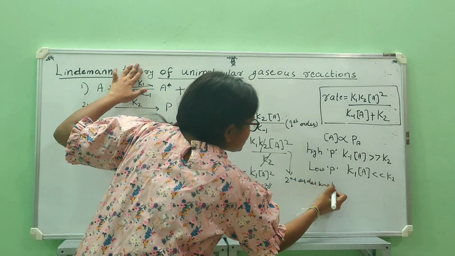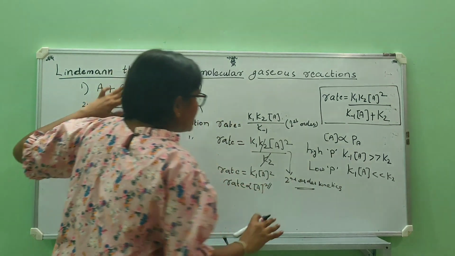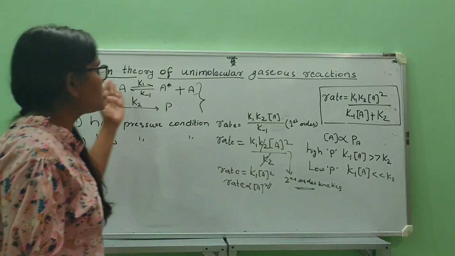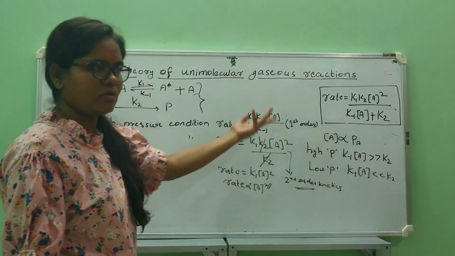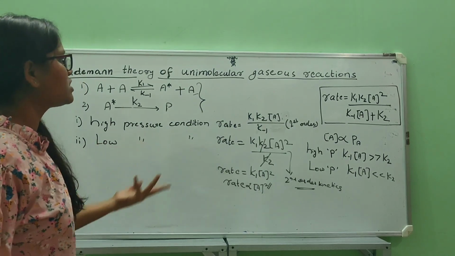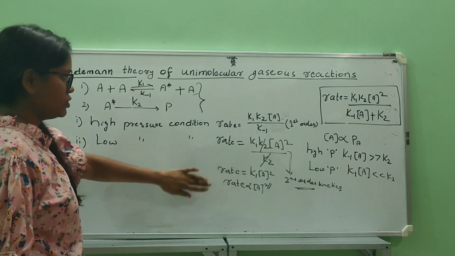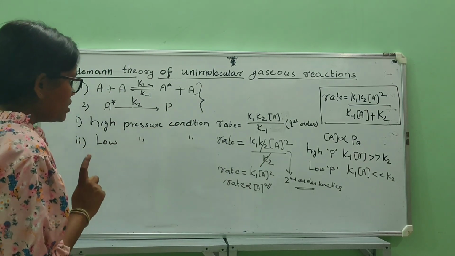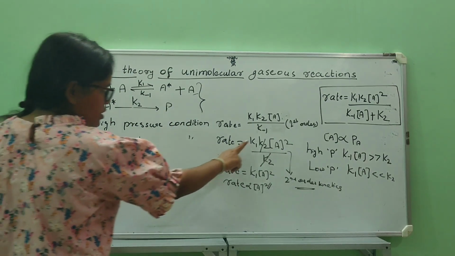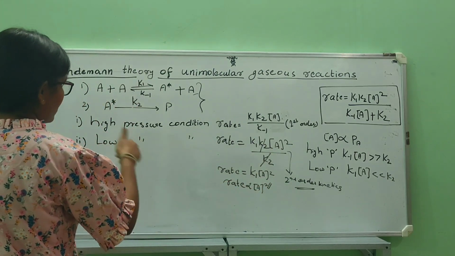So in the examination, they might ask you a question like, at low pressure conditions, what is the order of unimolecular reactions? Or they can even ask at high pressure conditions what is the order of unimolecular gaseous reactions. So you need to know this, okay? Okay, order is done. What else is left?